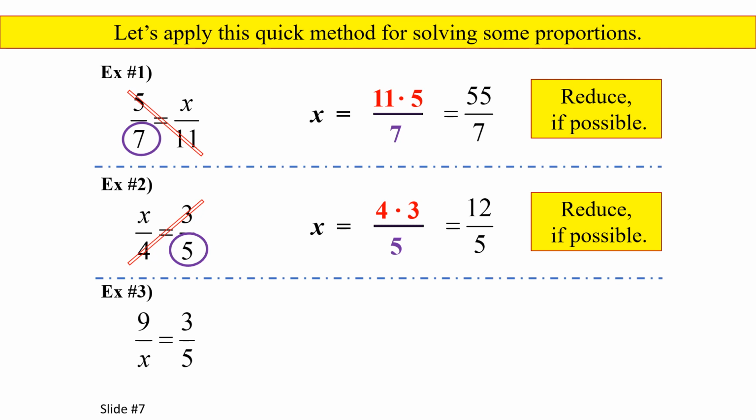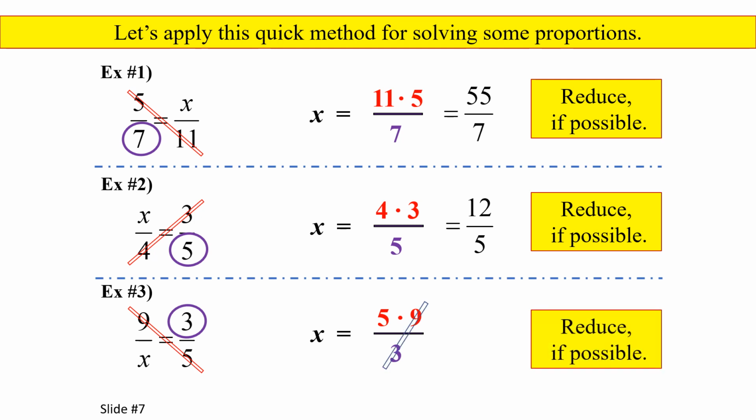So in this case, x equals a fraction, where the numerator is 5 times 9, and the denominator is 3. In this case, we can reduce, and we end up with 15.